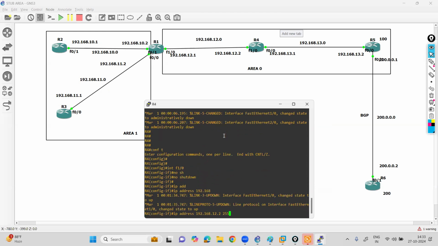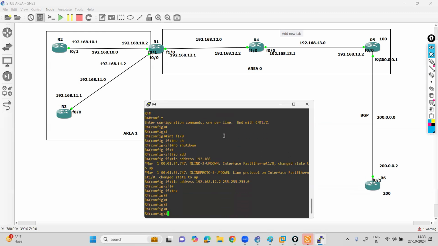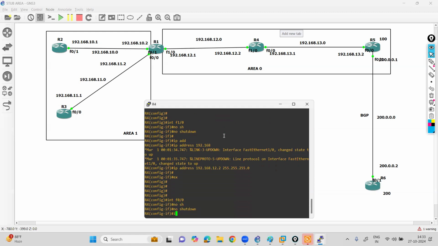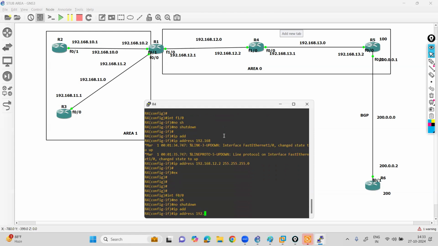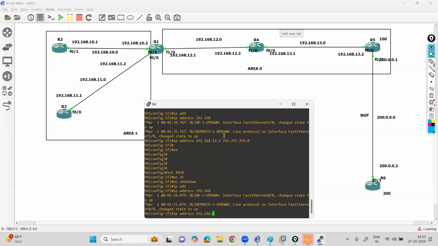192.168.12.2 and 255.255.255.0. Next interface is interface F0/0, no shutdown. IP address is 192.168.13.1 and 255.255.255.0. Okay.